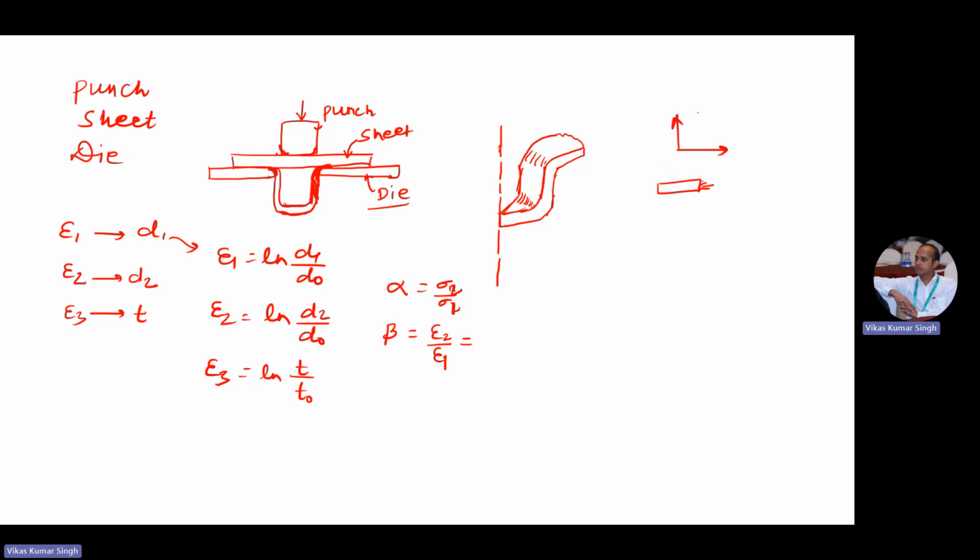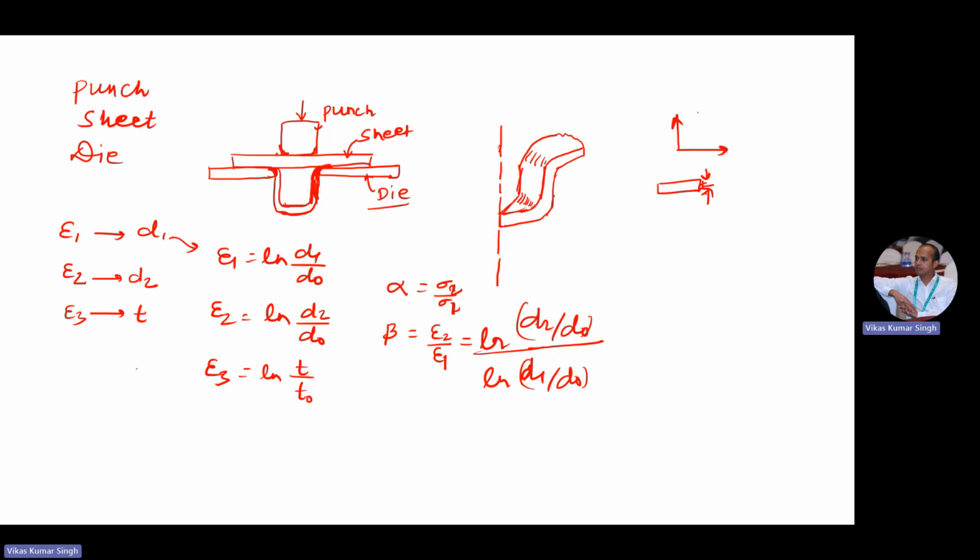So in the thickness direction, we have a strain called T. It means in that direction we are taking epsilon 3, and epsilon 3 we are writing as ln of T by T naught. So if we are writing beta here, beta is nothing but ln of d2 by d naught divided by ln of d1 by d naught. So this will become our beta in this case.